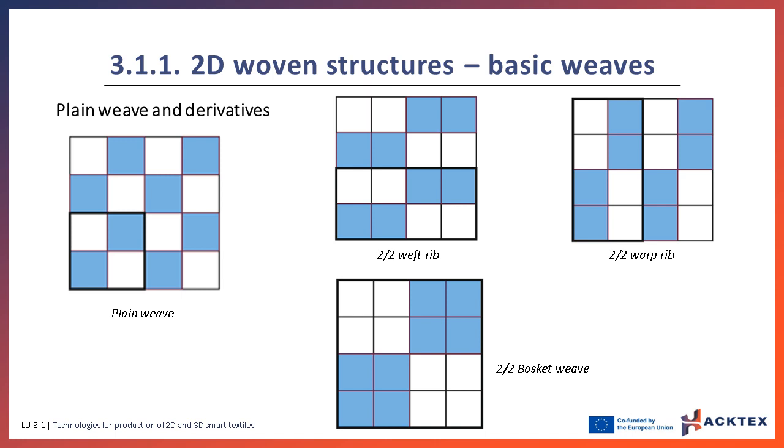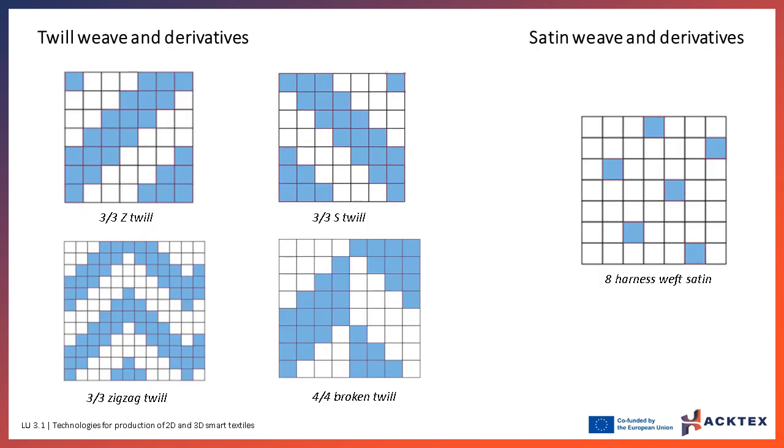A twill weave is produced when the start of the interlacing pattern of the warp yarns is placed successively one weft yarn to the left, S-twill, or to the right, Z-twill. There are numerous variants of twill weave, such as zigzag twills and broken twills.